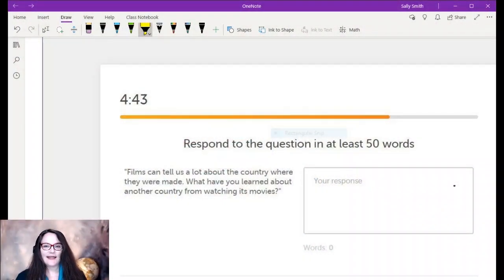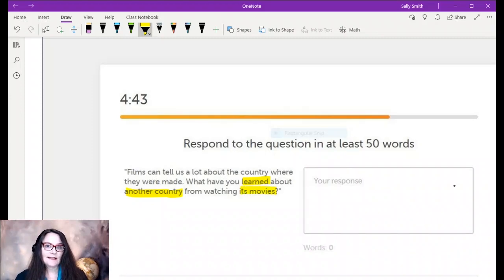Let's take a look at an actual question from the test. This came from the Duolingo English test website, and it was on one of their practice tests. So let's read the question. Films can tell us a lot about the country where they were made. What have you learned about another country from watching its movies? So it wants to know what was learned about another country from its movies.